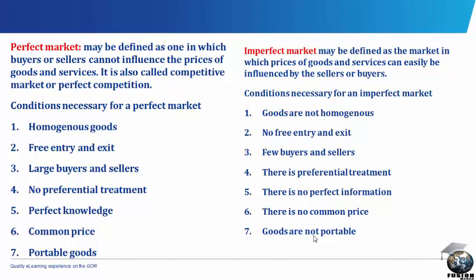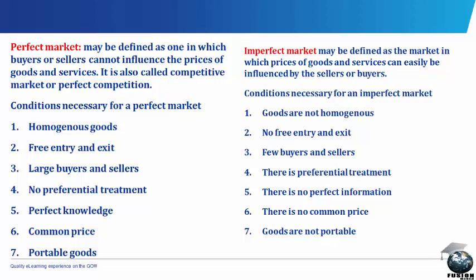Other conditions necessary for a perfect market: homogeneous goods. The identical goods will prevent differences in their prices since there is no sign or trademark differentiation. There is free entry and exit. There are large numbers of buyers and sellers, in the sense that it makes it impossible for the buyers or sellers to influence the prices of goods through market forces. There is no preferential treatment.